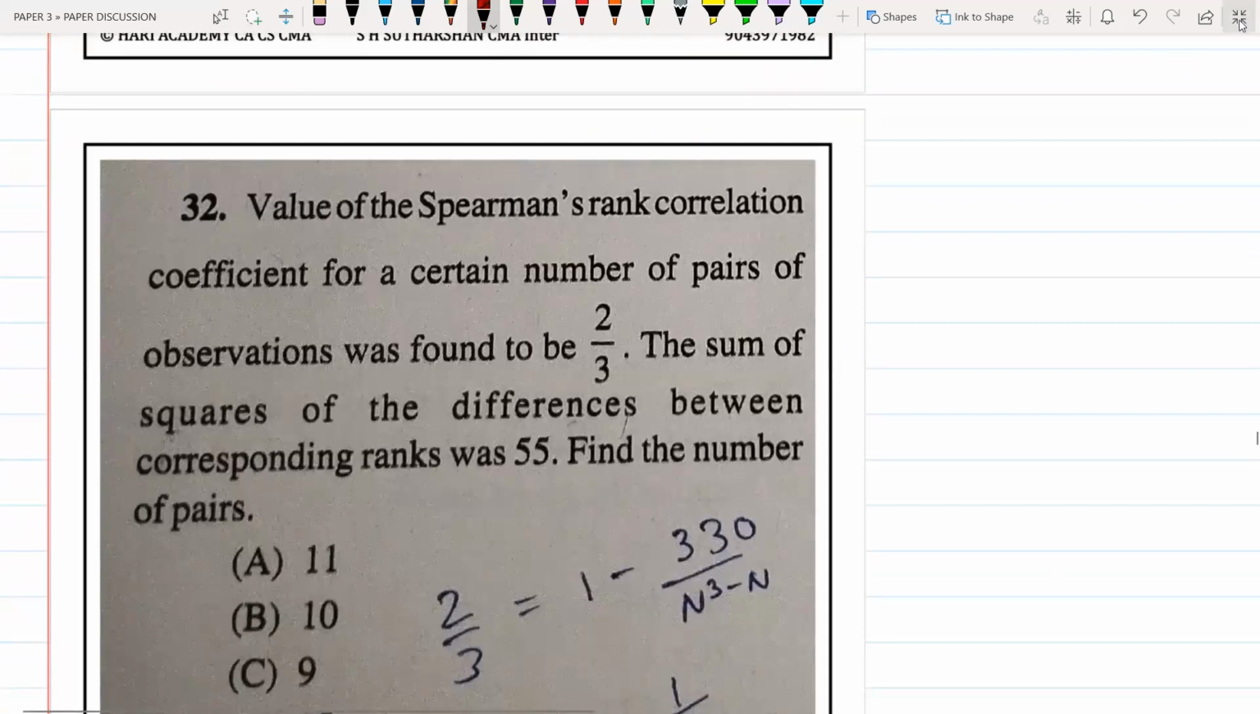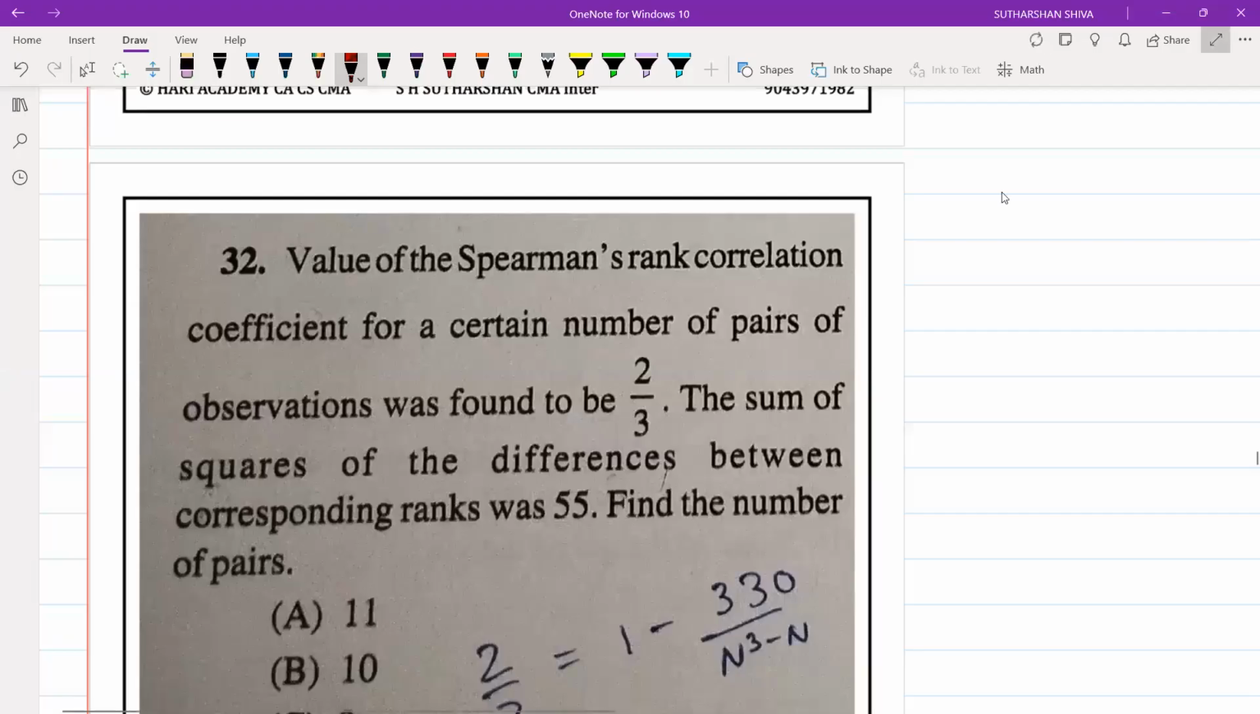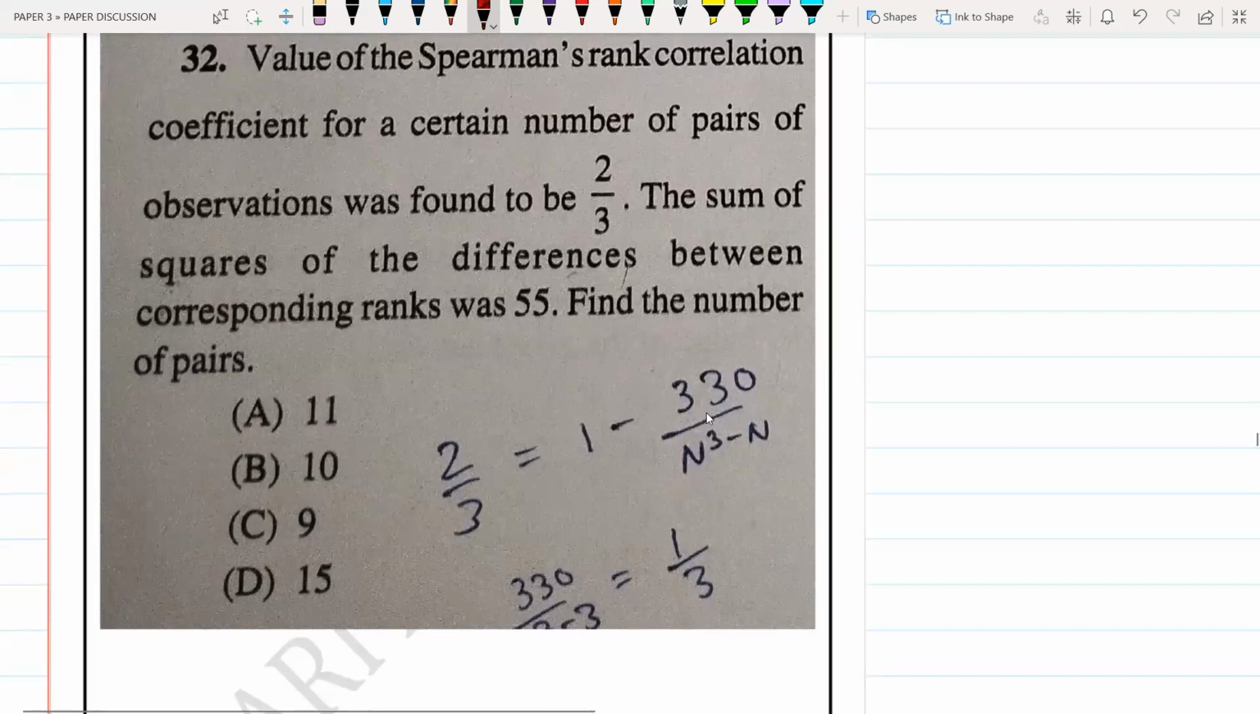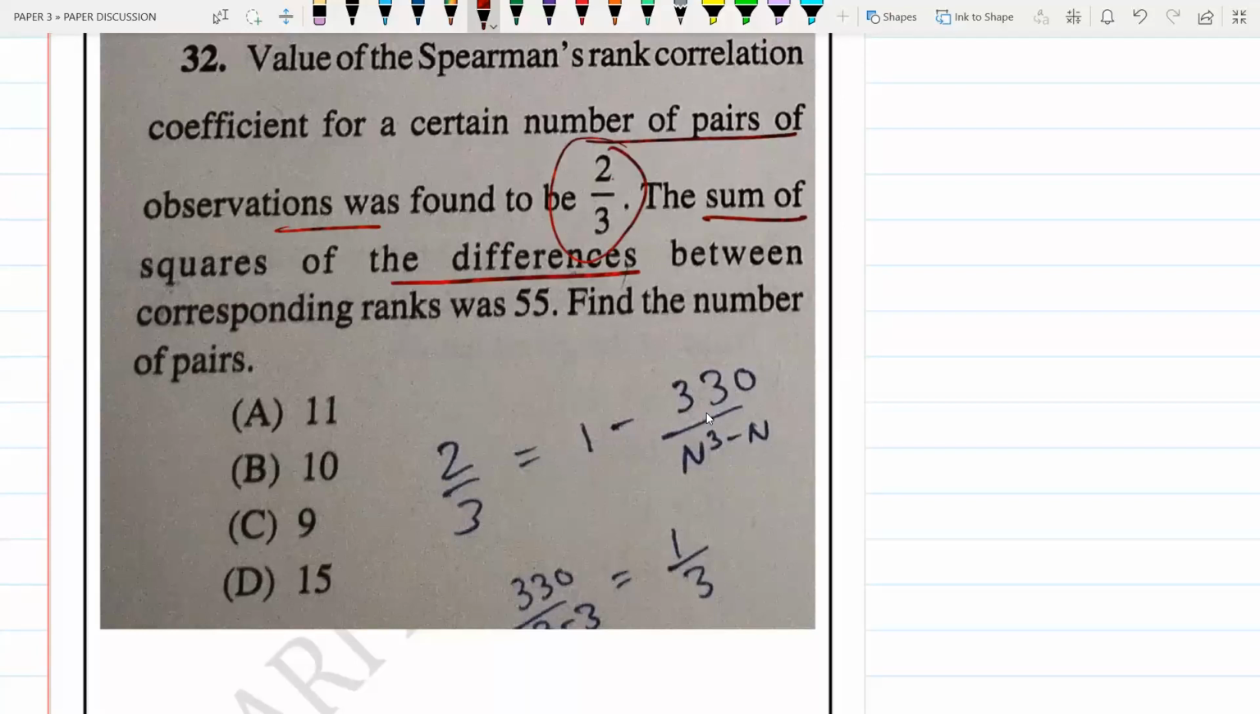Next, question number 32. The value of Spearman's rank correlation coefficient of a certain number of pairs of observations was found to be 2 by 3. The sum of the squares of differences was 55. Find the number of pairs. This is from the rank correlation technique. The same question is there for CA foundation; they have picked it and asked it.